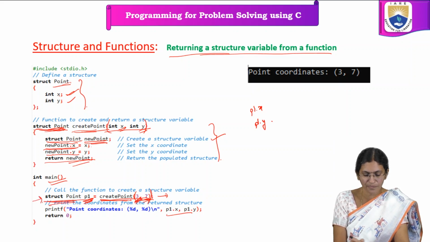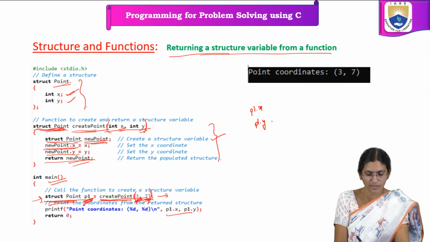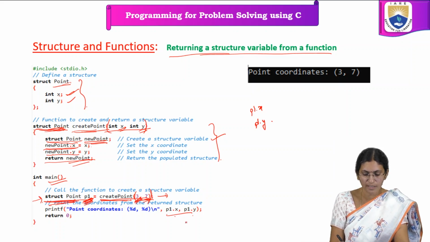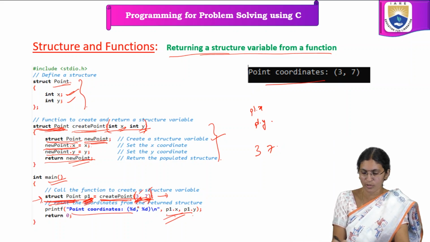As you can see here, P1 is a variable. Its type is struct point. Therefore, we'll have two members for this P1: P1.x and P1.y. This will print the values whatever the user has given, that is 3 and 7. If we run this program, this is the output of this program.